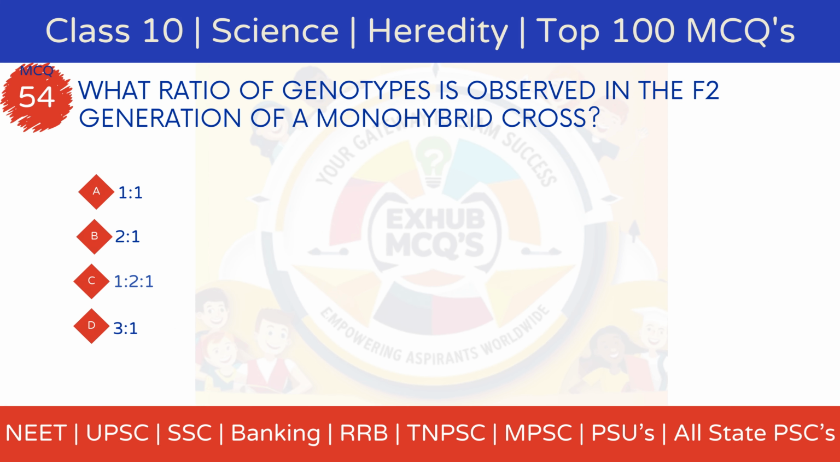MCQ 54. What ratio of genotypes is observed in the F2 generation of a monohybrid cross? Option A, 1. Option B, 2:1. Option C, 1:2:1. Option D, 3:2:1.